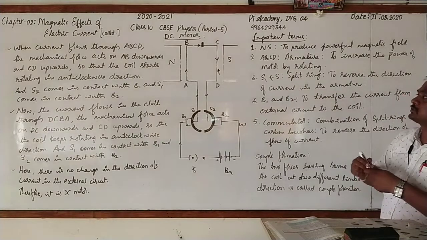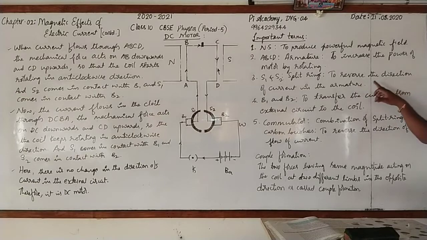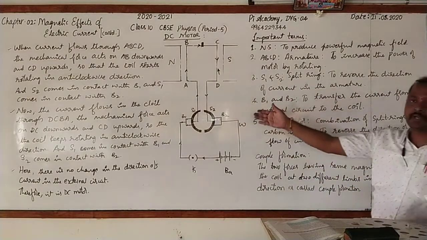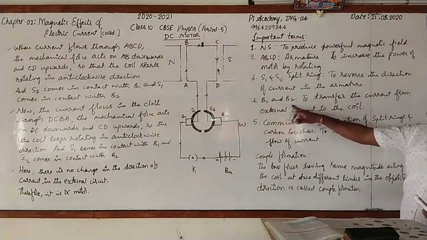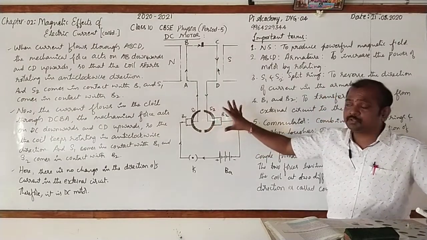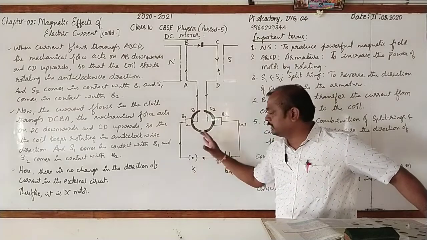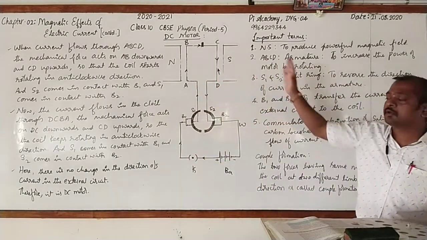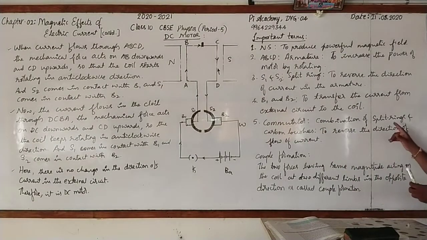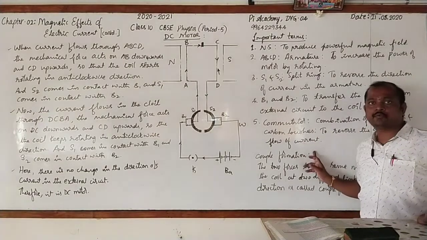Then here S1 and S2 are nothing but slip rings. These are the rings used to reverse the direction of current in the armature. Along with the brushes, it is called the commutator. B1 and B2 are the brushes. In a motor, carbon brushes are used to transfer the current from the battery, nothing but the external circuit, to the coil. Then here I have written commutator. It is a combination of split rings and carbon brushes used to reverse the direction of flow of current.